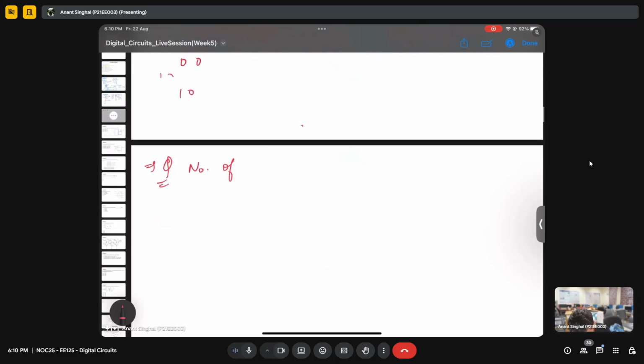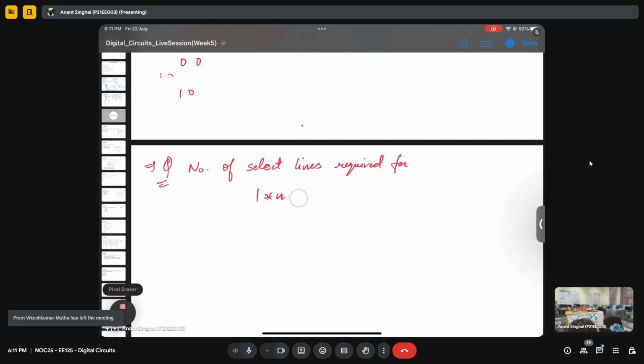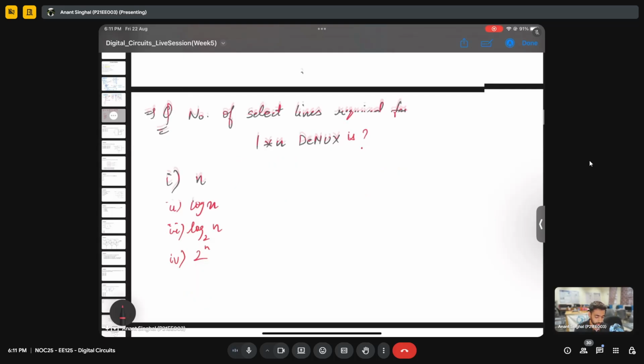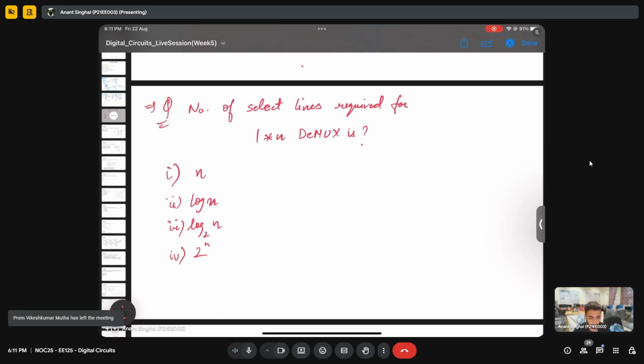So maybe you can do a simple problem. Let's say I ask you the number of select lines required for a 1 cross n demultiplexer. So the first option is n, the second is log n, the third is log to the base 2 of n, and the fourth is 2 raised to n. Please take 1 or 2 minutes and type your answers in the chat box. This is quite easy, so don't take much time.